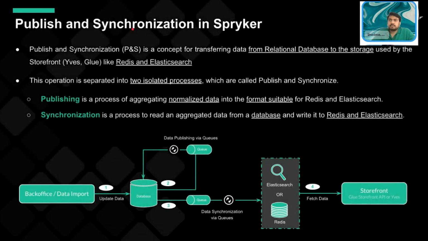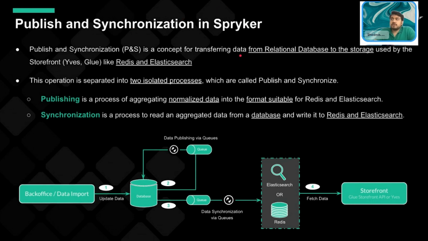Okay. First thing, from the Spryker perspective, we are using publish and synchronization. Publish and synchronization is actually a mechanism where we are using our queues, but this is not the only use. You can utilize queues in any operations you want, in order to resolve your issues on a daily basis. But in Spryker, we mainly use them in the publish and synchronization process.